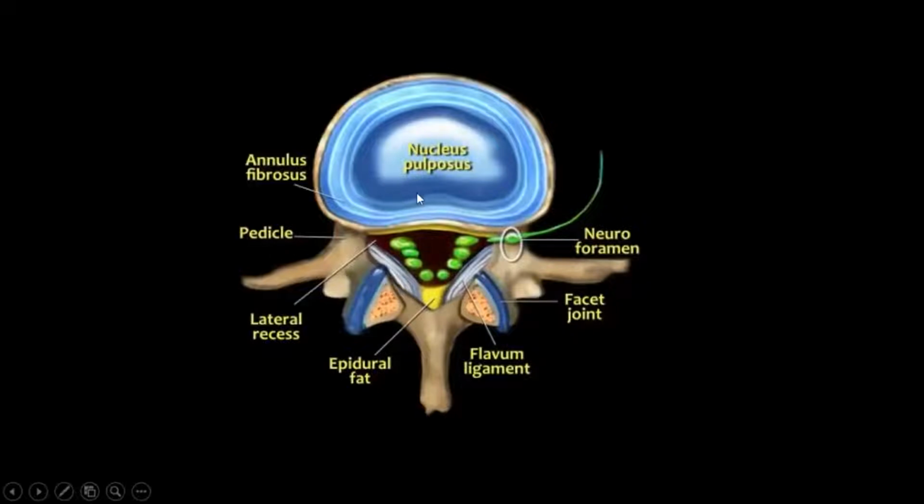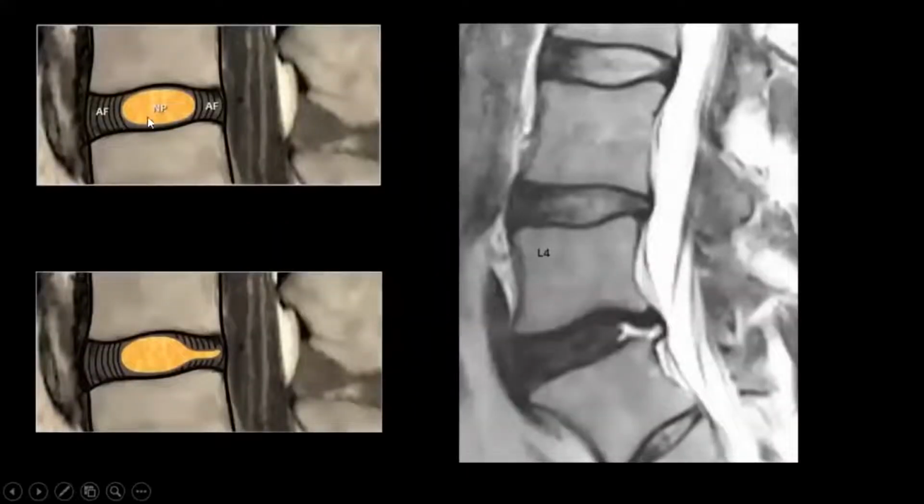And the first thing we're going to talk about is the disc. So the disc has a normal hydrated central nucleus pulposus surrounded by the annulus fibrosus on the images. The normal central hydrated nucleus pulposus is surrounded by the annulus fibrosus.